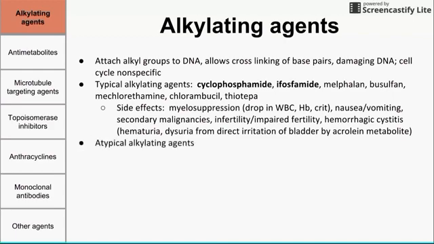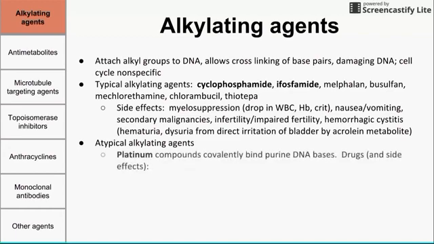Now we have atypical alkylating agents as well. We're going to start off by talking about the platinum compounds. These work by covalently binding purine DNA bases. We're going to talk about three of these. First, we have cisplatin, which has side effects of nephrotoxicity and nausea and vomiting. This is actually the strongest inducer of nausea and vomiting that we're going to be talking about today. It's extremely potent and it almost certainly causes vomiting in a patient if you don't give them any medication for vomiting when you're administering cisplatin.